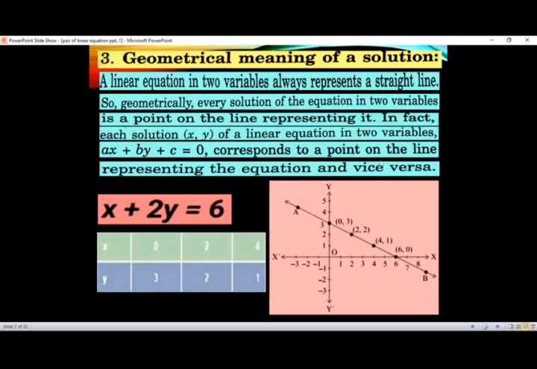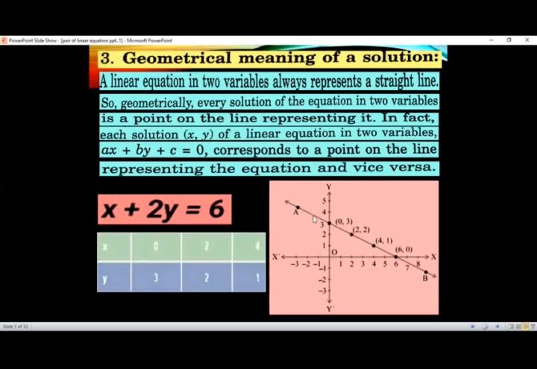Next, we have the geometrical meaning of a solution. Geometrically, you all know that a linear equation in two variables always represents a straight line. So let us take one example here. Consider this linear equation in two variables, x plus 2y is equal to 6. These are the solutions of this linear equation. Now plot these coordinates, 0 comma 3 here, 2 comma 2, 4 comma 1, and join these coordinates. You will observe that you will get a straight line. So geometrically, the graph of a linear equation always represents a straight line.